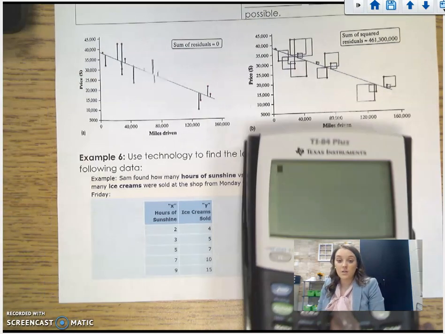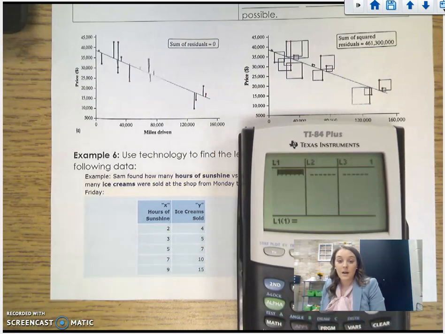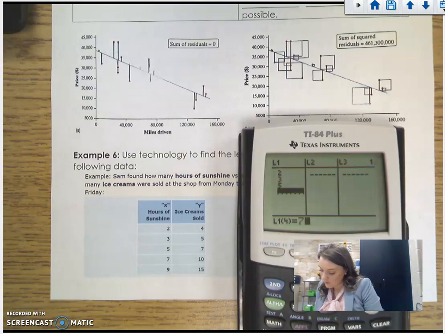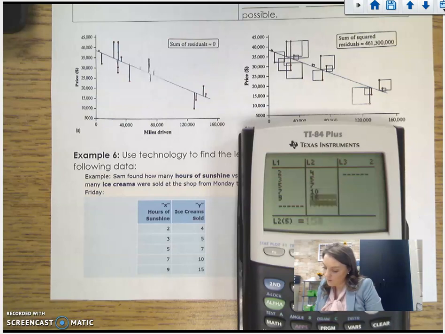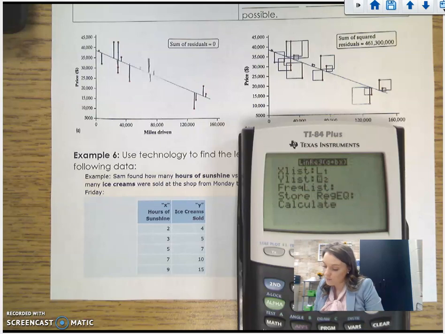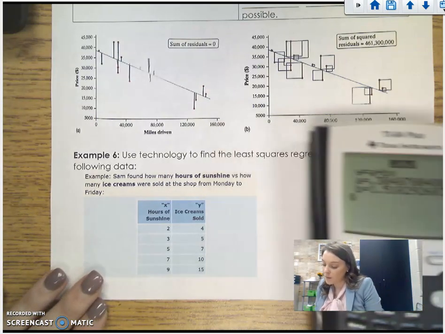So again, as a reminder, to do this on your calculator, you go Stat, enter for edit, and then you're going to enter your x and y values. So 2, 3, 5, 7, 9, 4, 5, 7, 10, 15. Stat, calculate. We're going to go down to number 8. And we get y equals a plus bx.